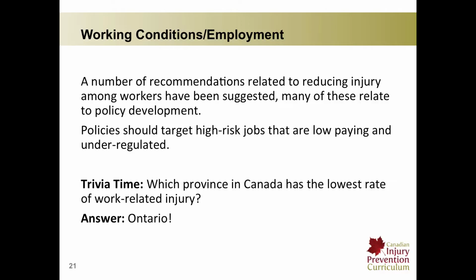Trivia time. Which province in Canada has the lowest rate of work-related injury? The answer is Ontario. Ontario has the lowest rate of work-related injury and also the strongest occupational health and safety legislation. Based on this, it has been suggested that increased enforcement and education and decreased exposure to workplace hazards contribute to a reduction in workplace injuries.